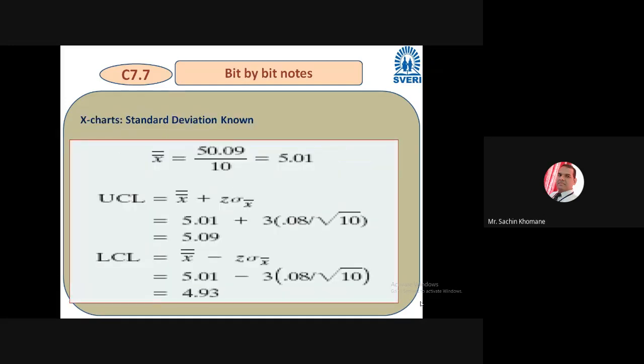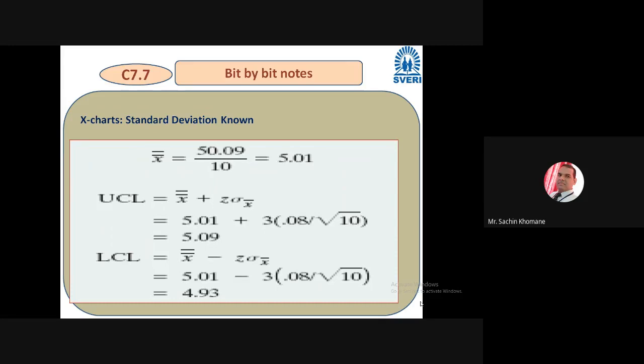Now you have to calculate the X double bar. It means you just have to take the mean of the mean. So X bar, all of us know how many readings there were: 10. So you can just divide by 10. So what is your X double bar? 5.01. So in short, you can say it is the average of all the readings.